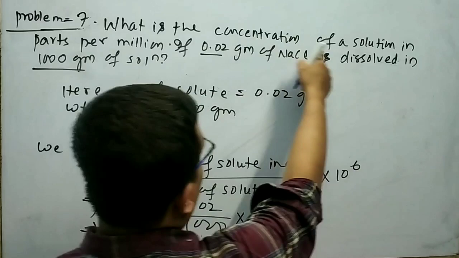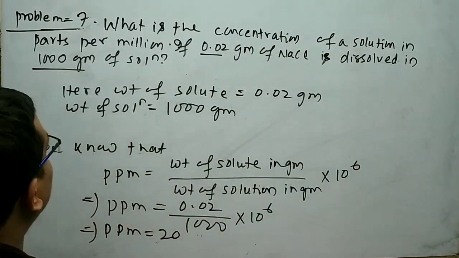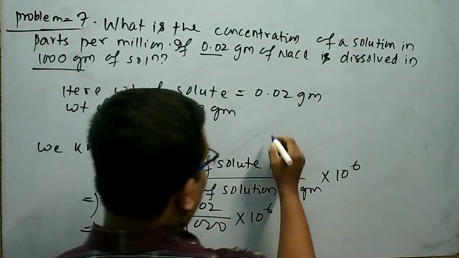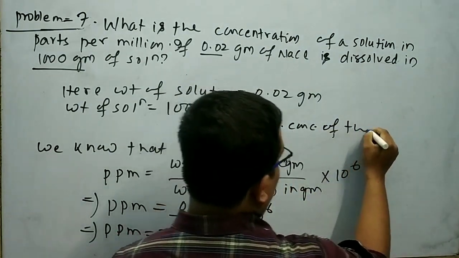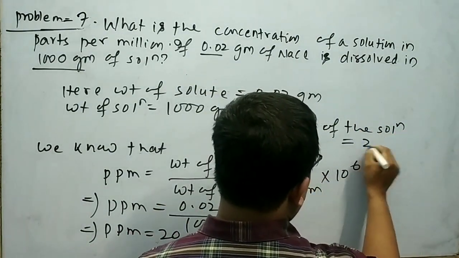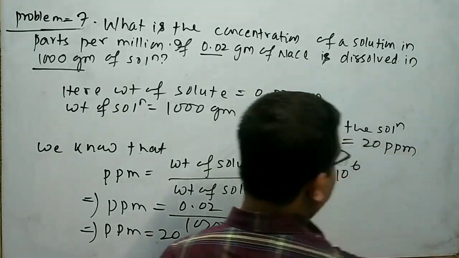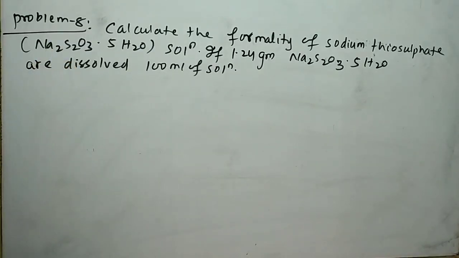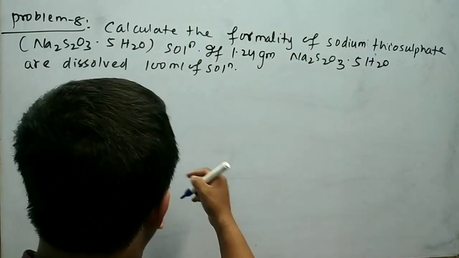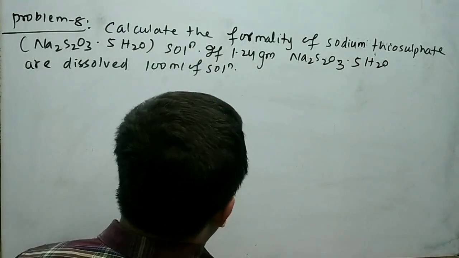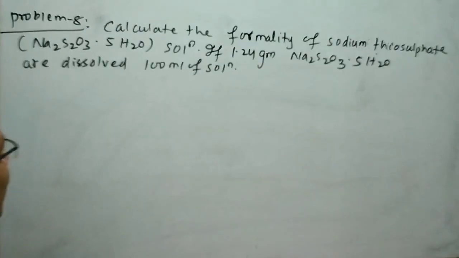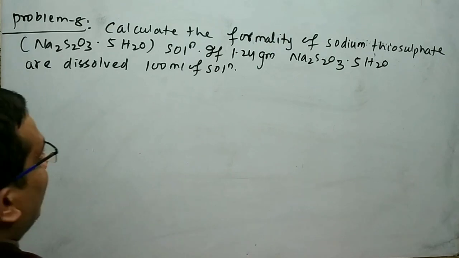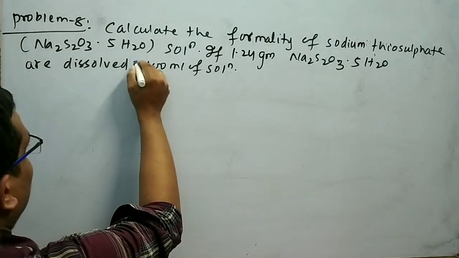Our answer, to find out the concentration of the solution in ppm, so I can write concentration of the solution equal to 20 ppm. Now I will solve the problem number 8. Calculate the formality of sodium thiosulfate solution if 1.24 gram of Na2S2O3.5H2O are dissolved in 100 ml of solution.